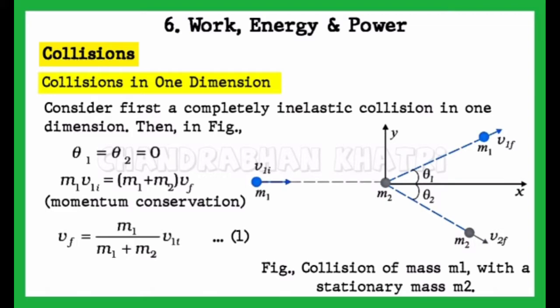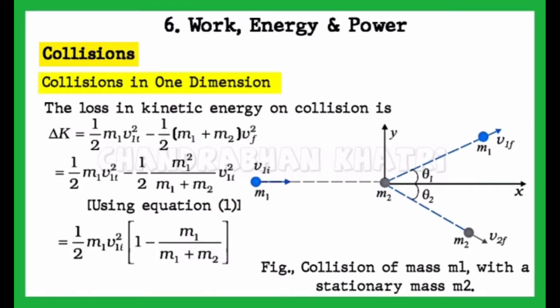Collision in one dimension. Consider first a completely inelastic collision in one dimension. Then in the figure, theta 1 is equal to theta 2 is equal to 0. So m1 v1i is equal to (m1 plus m2) times vf, from conservation of momentum. So vf is equal to m1 v1i upon (m1 plus m2). This is equation first.